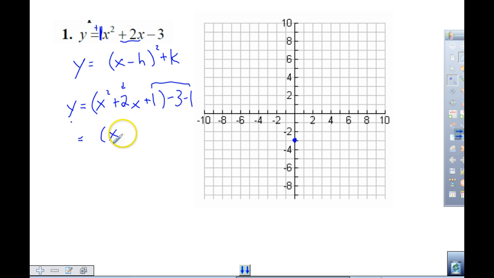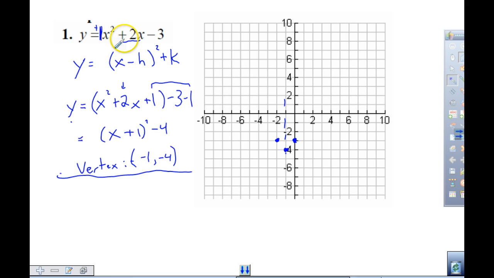We can now write this as x plus 1 quantity squared minus 4, and your vertex is at negative 1 comma negative 4. So negative 1 comma negative 4. And we know that there's a symmetry here. So since I know the y-intercept is here, I have another point on this side, and we can kind of see where this graph is going. Okay. Now, depending on how detailed we want to get, we could go through and find the roots and solve this. So let's do that just for practice sake.